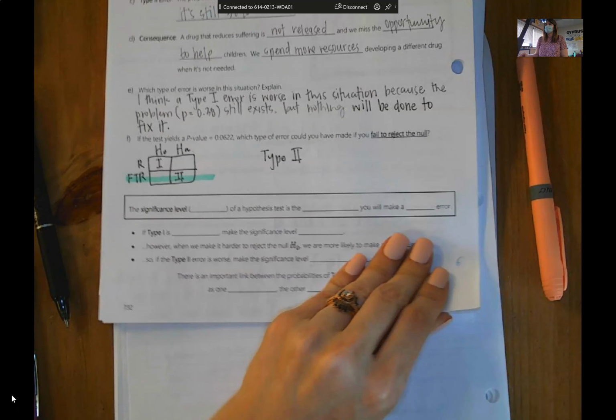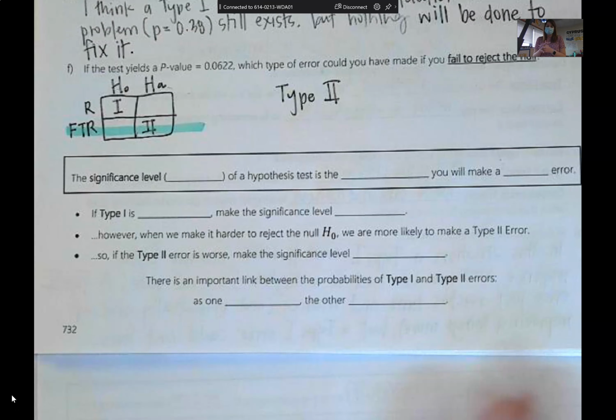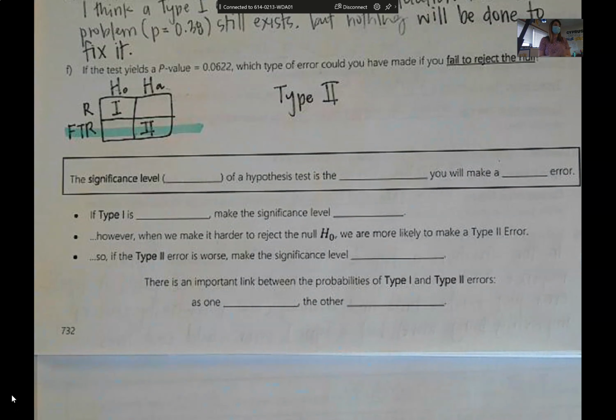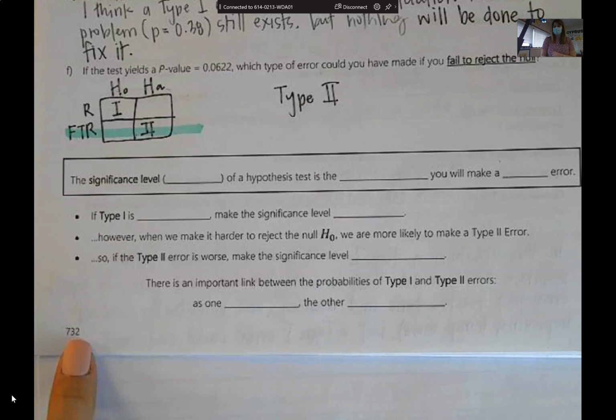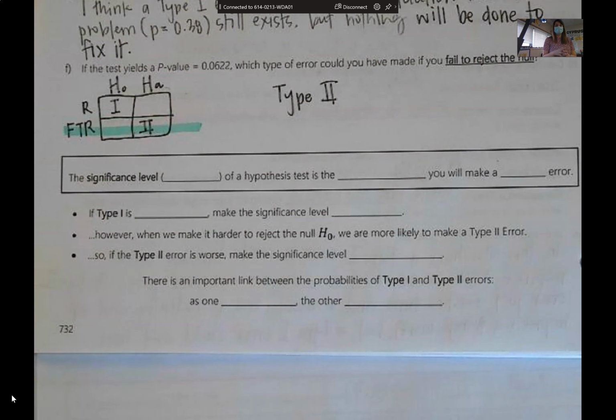Okay, this is still lesson 75, but this part is just a really quick few things about type 1 and type 2 errors and how they relate to your significance level. So this is the bottom of page 732. We left this off before we went to try a problem on our own.